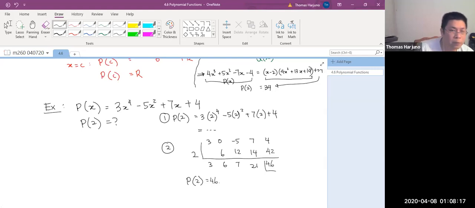Now, that's one of the big uses of the remainder theorem. If you want to compute P(1/2), for example, instead of plugging 1/2 into that polynomial and getting a lot of fractions, you use synthetic division and look at the remainder. The remainder is the value of P(1/2) if you use 1/2 instead.